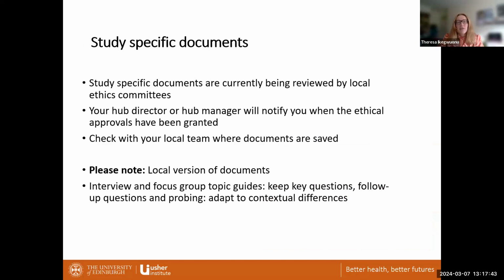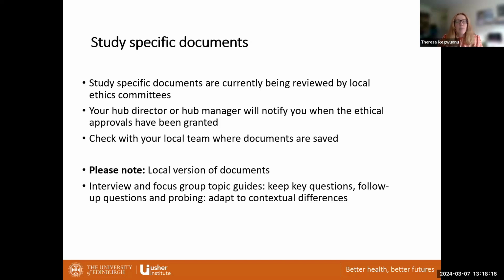There are study-specific documents. So in most hubs, the documents are currently being reviewed by the local ethics committee. And I know some hubs already have ethics in place, which is brilliant news. The best point of contact is your hub director or hub manager, who can let you know where things are at. And I'm sure they will let you know once ethical approvals have been granted. So also check with your local team where your documents are saved, so that the relevant people can access them.